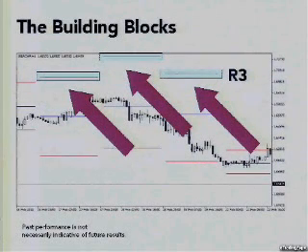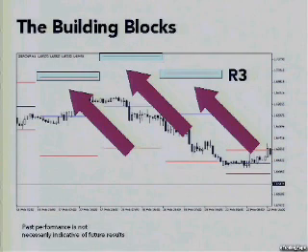Right. Here are the building blocks. This is an R3 level on a chart. R3 is resistance level number 3 on your standard pivot points. This is an indicator freely available to you on MetaTrader, freely available to you on most major charting platforms. You don't need me to get that indicator.